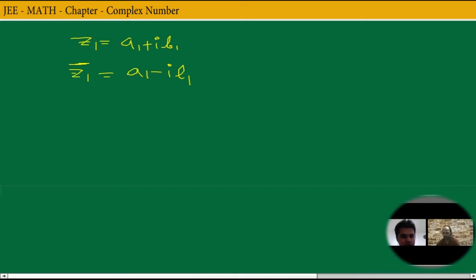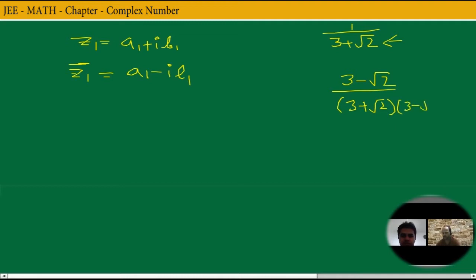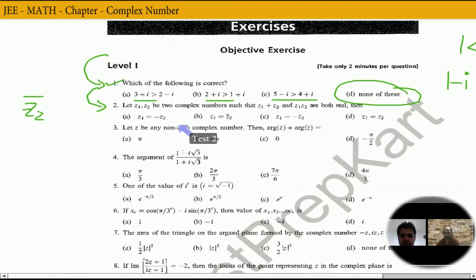All of you are familiar with this. When we had a surd in the denominator, we used to rationalize it, if you remember. It's basically the same. You can see that between option A and option C there is a difference: negative Z2 in option A, negative Z2 bar in option C. Does it make sense? Yes, there's a bar.